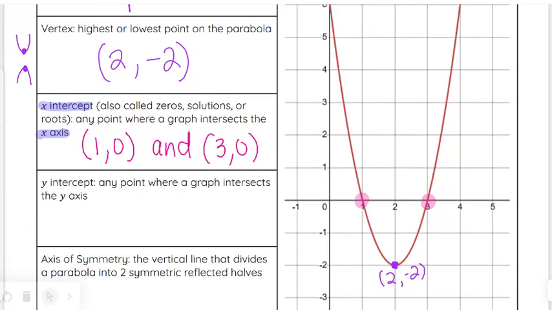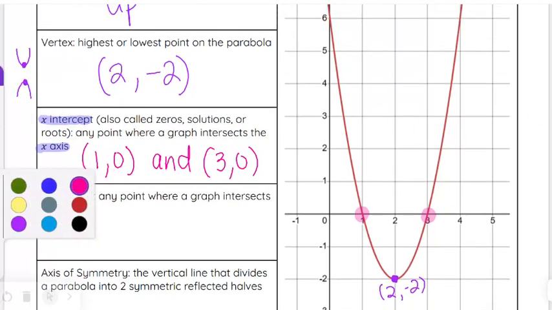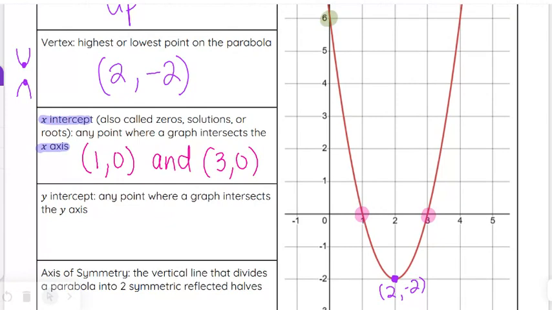Our y-intercept is going to be wherever the graph crosses the y-axis, so same concept. We see this one point here. If it's a function, which if it's quadratic it will be, it's only going to have one y-intercept. Otherwise it would not pass the vertical line test and wouldn't be a function. So if it is quadratic, it will only have one y-intercept. Here we see this point right here is our y-intercept. As an ordered pair, that's going to be 0, up 6. So (0, 6) is the ordered pair of our y-intercept.